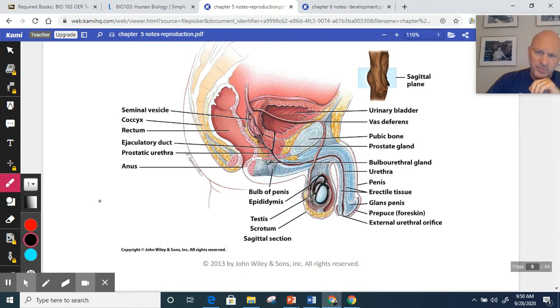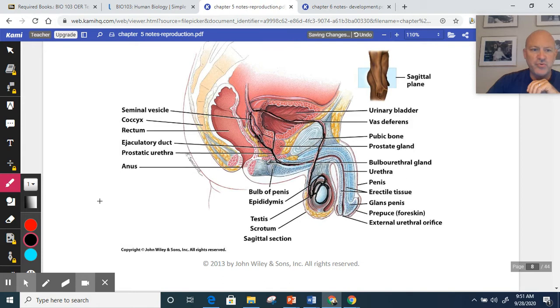And then when the sperm cells are to be released, they travel through this tube called the ductus deferens, or the vas deferens. This tube goes around the bladder. It goes through the seminal vesicles and then through the prostate gland, and then it'll meet up with the urethra.